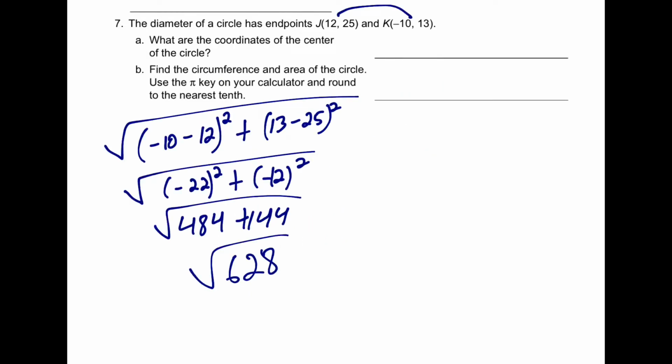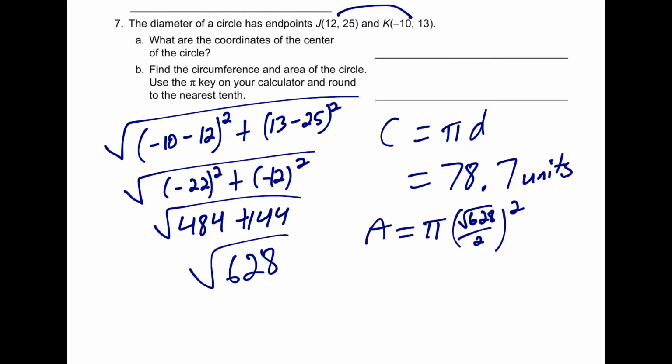For part B, to find the circumference and area, we want to figure out what that actual diameter is. So we find the distance between these 2 points, J and K, by using the formula. And let's leave that as the square root of 628 for now. We'll save the rounding for the very last step. So if the circumference is equal to pi times diameter, I can just take the square root of 628 multiplied by pi, and if I do that in a calculator, the very last rounding step will give me 78.7 units. Then to figure out the area, I can plug in that diameter divided by 2, and the answer is 493.2 units squared.